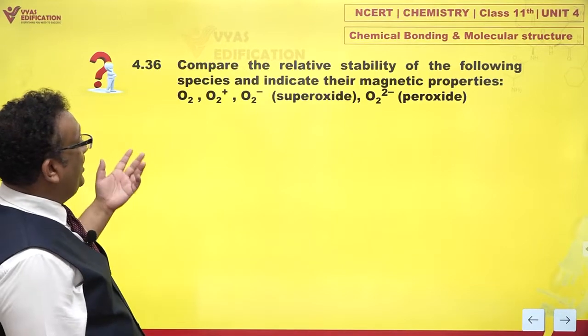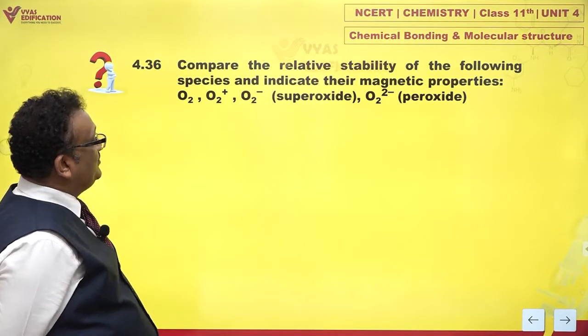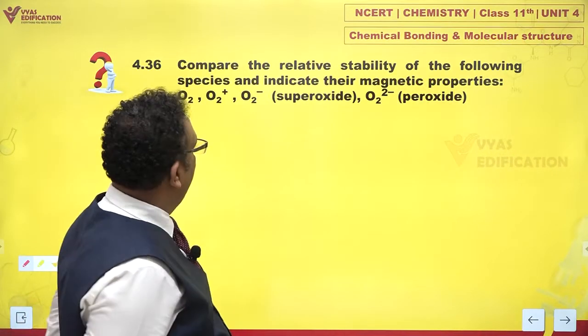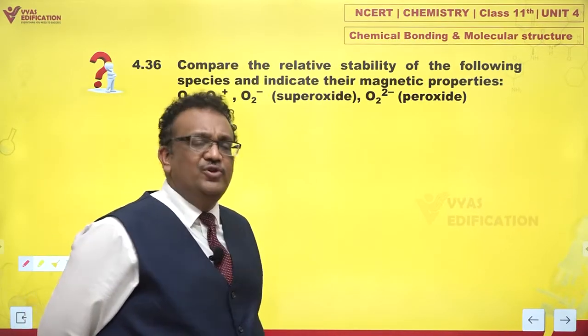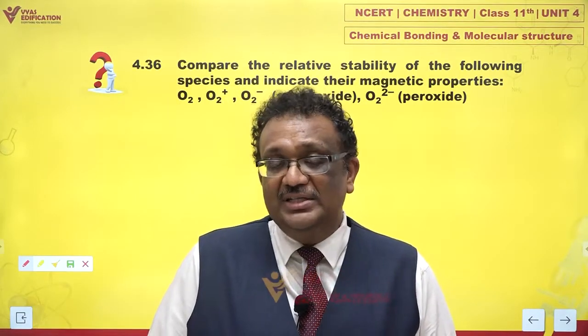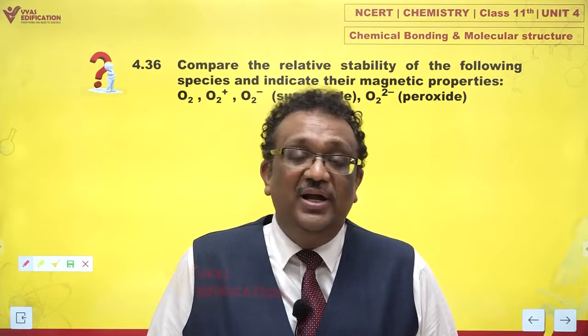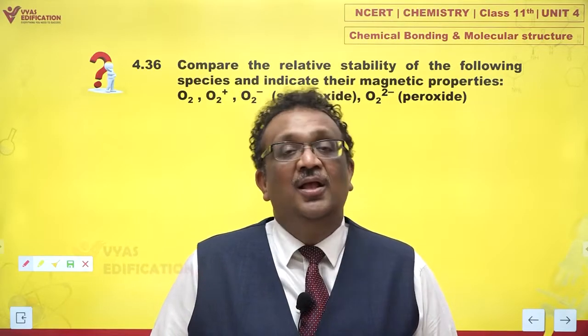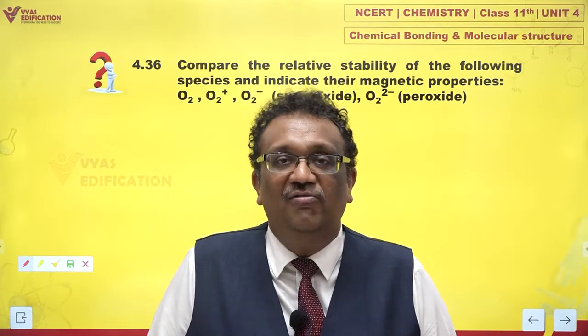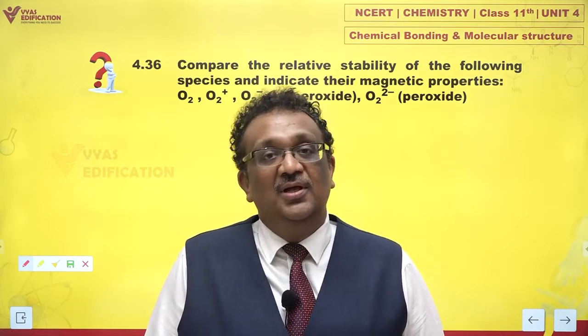The question says compare the relative stability of the following species and indicate their magnetic properties. Fine. And when we are studying bonding, we should assume that when they are talking about stability, this is a defect of NCERT, because actually stability can have a much more vivid meaning. But in this case, they are just talking with respect to strength of bond between two atoms.